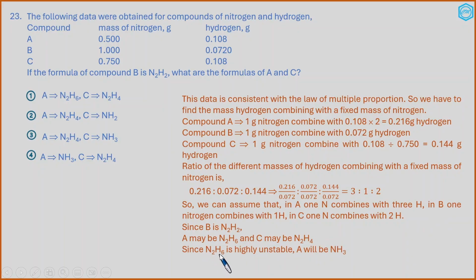And since N2H6 is highly unstable, A will be NH3. So NH3 twice is N2H6. NH3 is ammonia, and N2H2 is diimide, that is B, and C is N2H4, that is hydrazine. So A is NH3, C is N2H4. Option 4 is the correct answer.